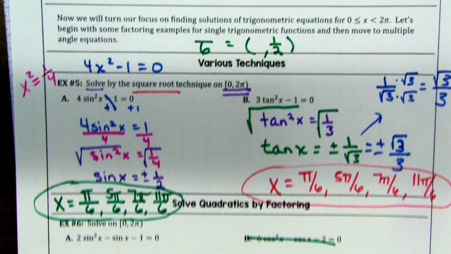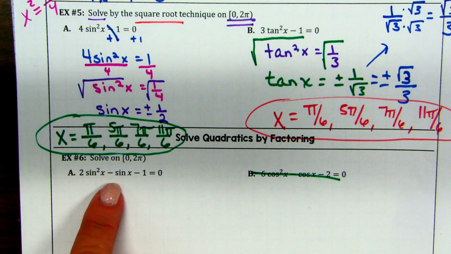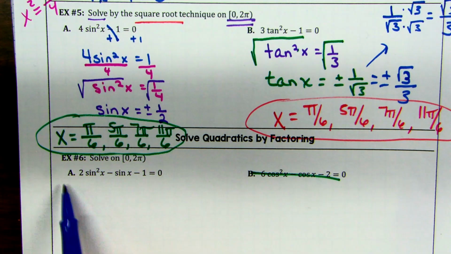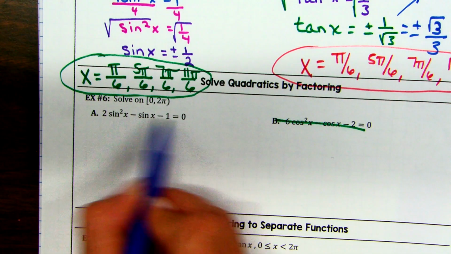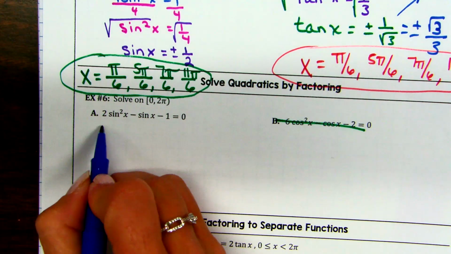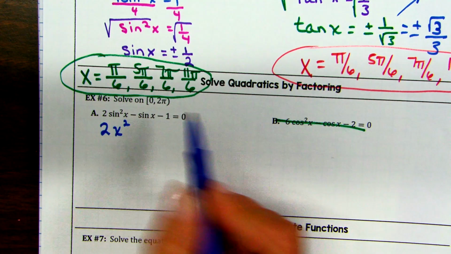All right, let's look at the next one. Solving quadratics by factoring. This is a quadratic trinomial. What you could rewrite this as, and this is what I would do here, I would take out the word sine. Anywhere I see sine, I would take it out. And I would write it algebraically. I would need to put the squared on the x.